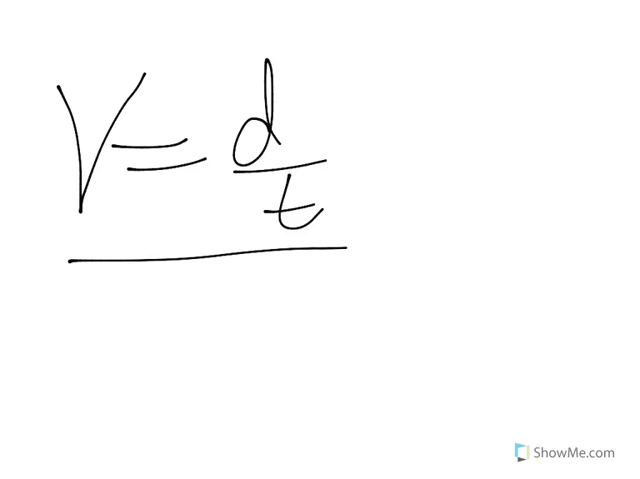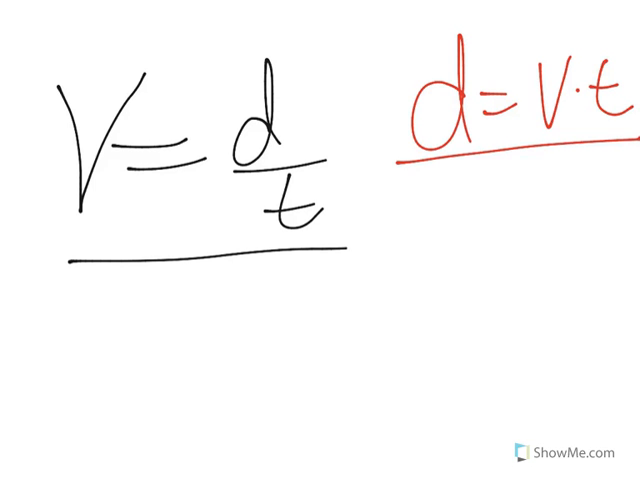Now, you can manipulate this formula a little bit to solve for distance. If we multiply both sides by t, we end up with distance is equal to velocity times time. And then, if we divide by velocity in this equation, we can get time by itself, and time is equal to distance over velocity. So in short, you have three equations that you can use. Okay? Now, like I said, the complications arise from other things. So let's talk about some of the graphs where complications can arise.